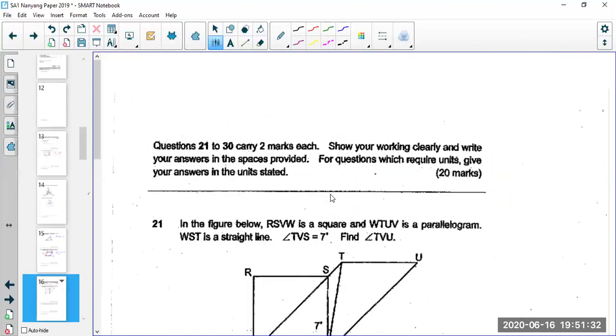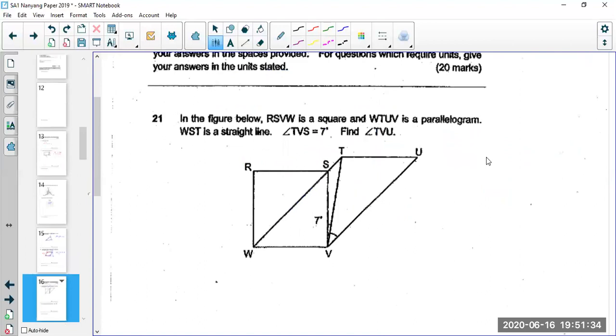Question 21, angle again. Now you have a square. RSVW is a square. What's so special about a square? Squares have all sides equal, right? All sides are equal. And not only that, squares have a right angle at each corner. You cut the right angle into half.